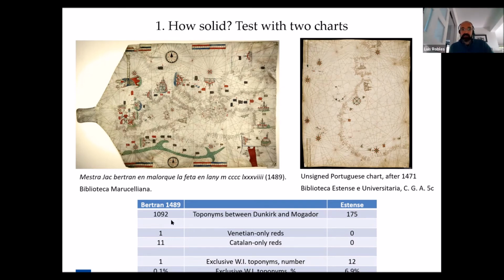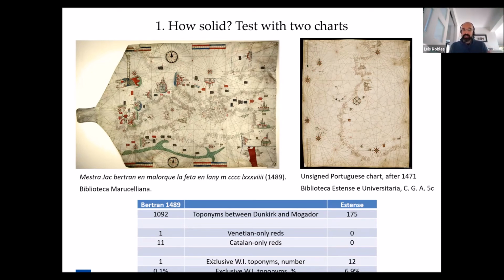So first of all, the Bertrand is much richer in toponymy. It covers the entire Mediterranean, so there are more than 1,000 toponyms on it. But when I first looked for these red names that are only Venetian or only Catalan, Bertrand contains a lot of only Catalan names and only one Venetian. So this is kind of an anomaly, but it can be expected. Our corpora or analysis are not 100% perfect, but it's a strong indication that it's a Catalan chart, as of course it is. The Estense does not have any.